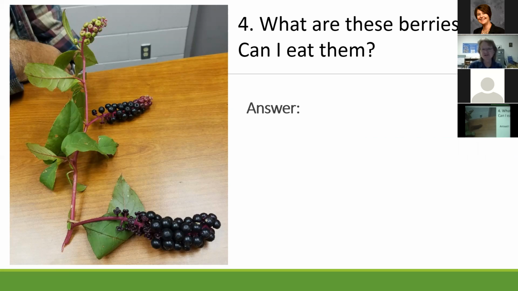I would encourage you as master gardeners to be 120% sure of your identification, especially when people are asking, can I eat it? Either choose not to answer it, turn it over to the extension person, or be 150% sure of your plant ID. But this is common pokeweed.